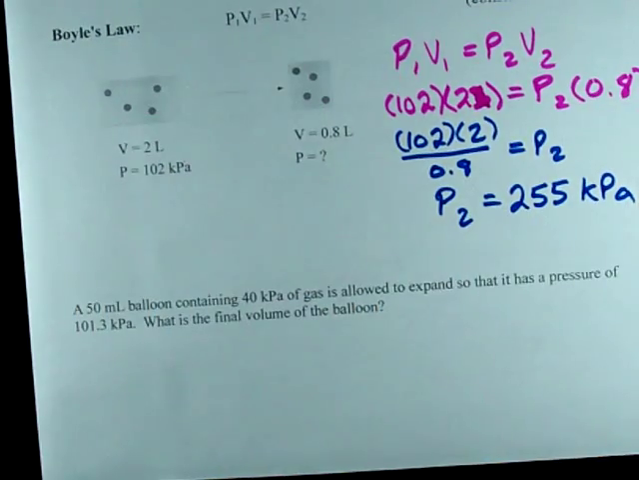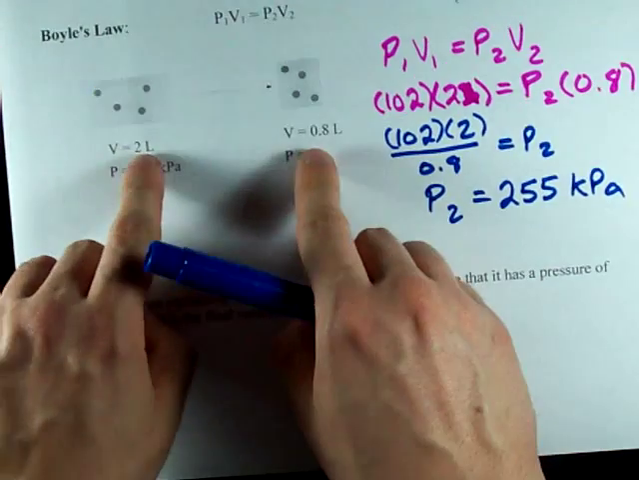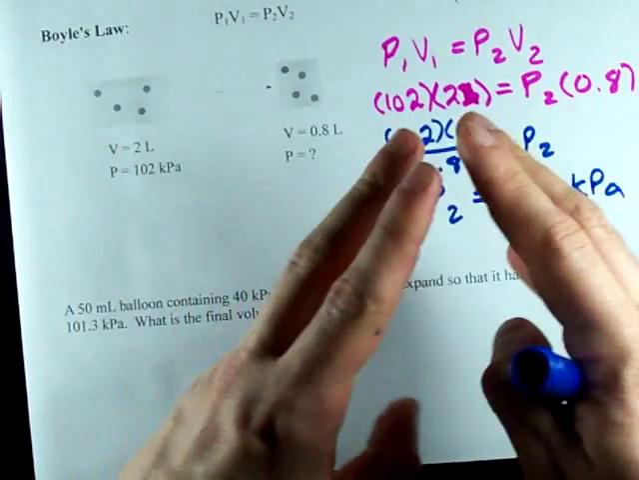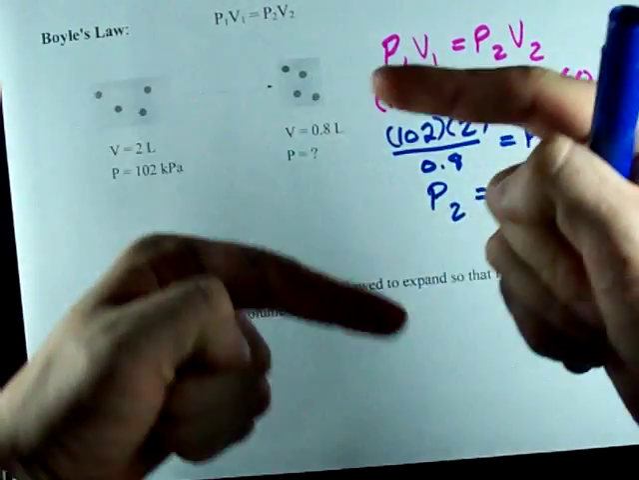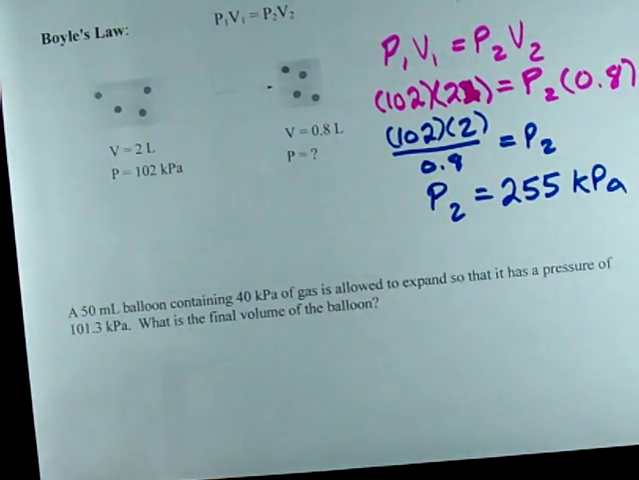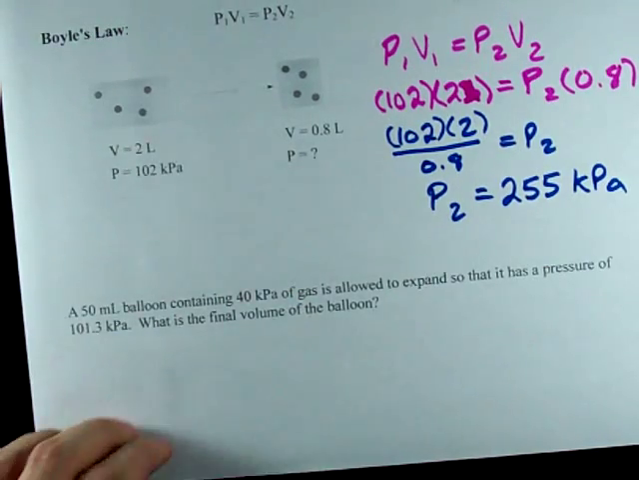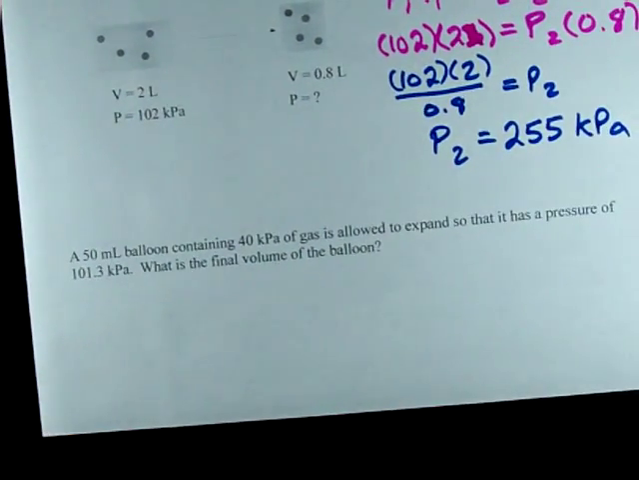Interesting thing I'd like to note is the volume is less than half of the original volume, so the pressure is more than double the original pressure. That's how this kind of stuff works, all right? Let's do one more together. That's what best friends are for.